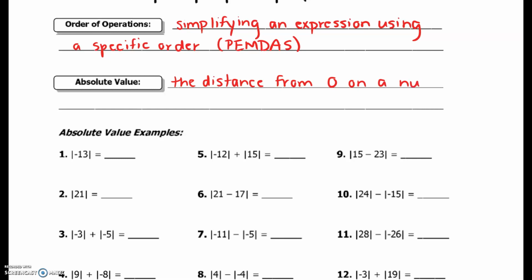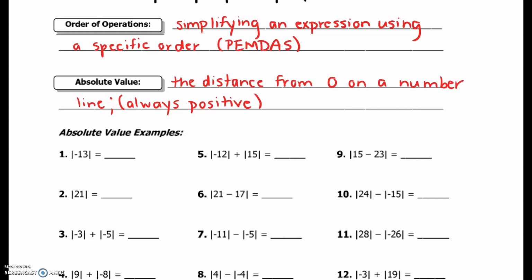So if I was at positive 5 on the number line, I would be 5 units away. If I was at negative 5 on the number line, I would be 5 units away. So it is always a positive result when we are talking about distance. We don't ever talk about traveling negative miles. So think of it in terms of traveling. We always are traveling in a positive direction or a positive number of miles.